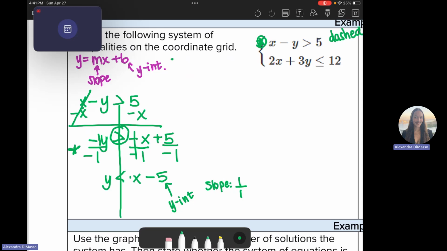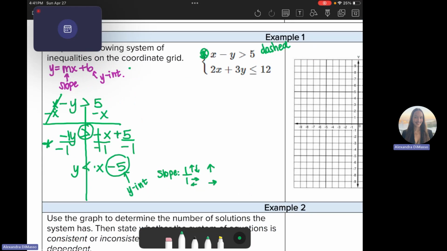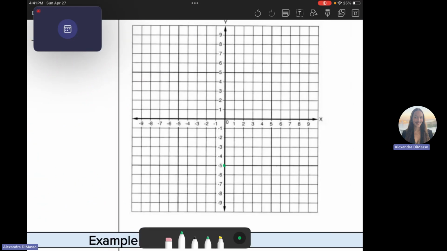And again, the rise over run. Rise means I go up or down, and run means I'm going right or left. So a positive 1 is going to take me up, and a positive 1 is also going to take me to the right. So I'm going to start at negative 5 on my graph on the y-axis. And then my slope is I go up 1, right 1, up 1, right 1, up 1, right 1. And then I can reverse it by going down one to the left, down one to the left, until I've got myself a line.